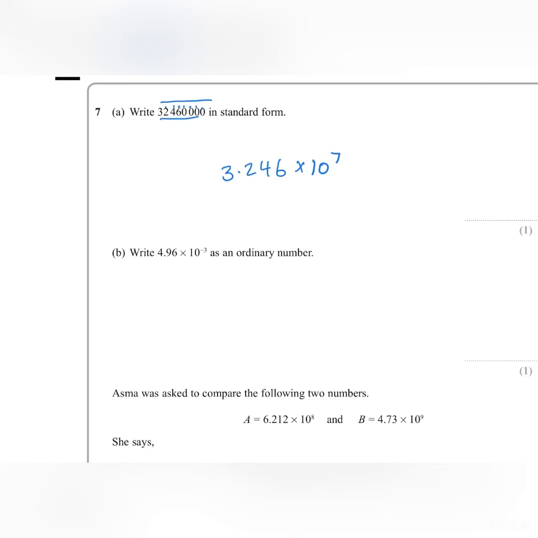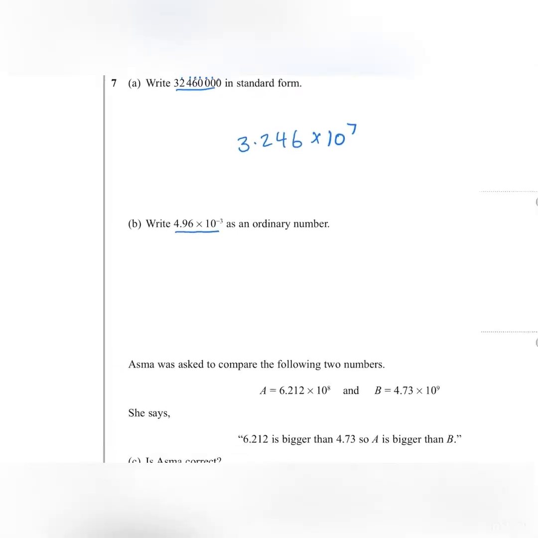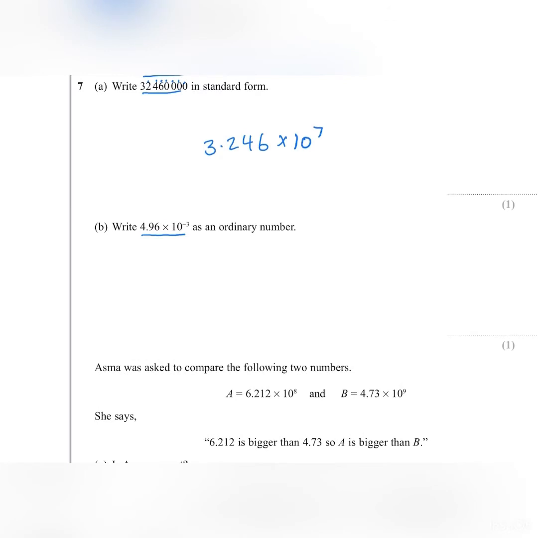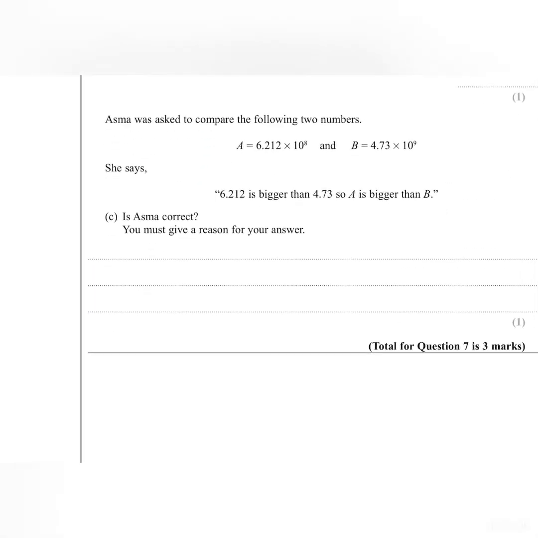And then if you look here, that's already in standard form, and it says write it as an ordinary number. So we want to not write this as a power of 10. So it's a small number. So 4, 9, 6, 0 on this side, one more 0 on this side, and this is what this number should be. So 0.00496.